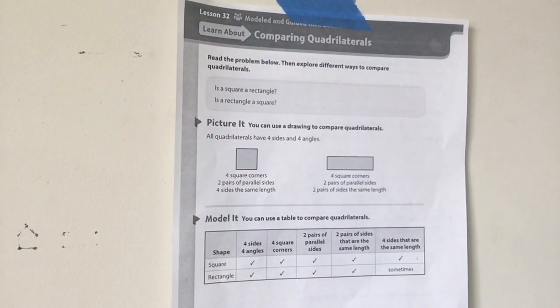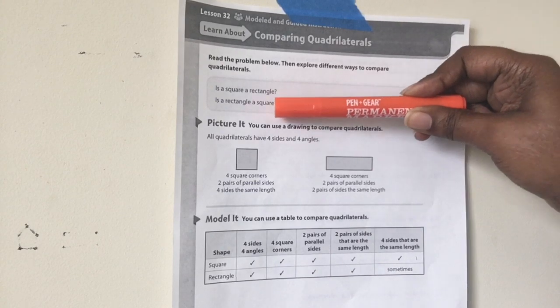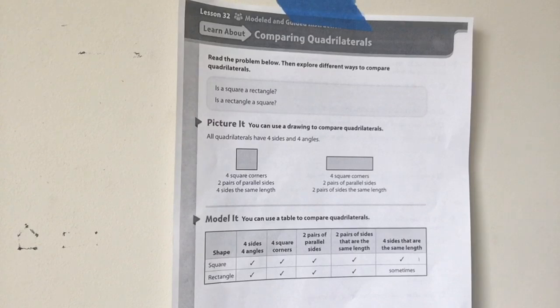Hey guys, so we're going to now start on pages 336 and 337. So we're still talking about quadrilaterals. Remember, quadrilaterals are shapes that have four sides. So here is our question. We're wanting to know, is a square a rectangle, or is a rectangle a square? That is what we're going to try to figure out right now.